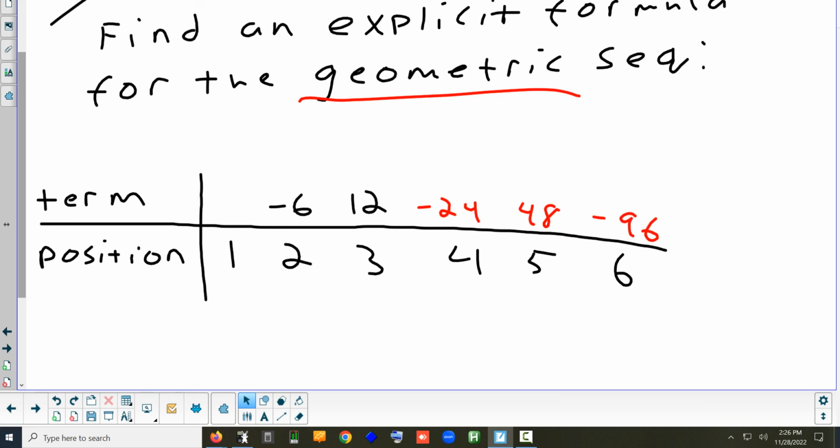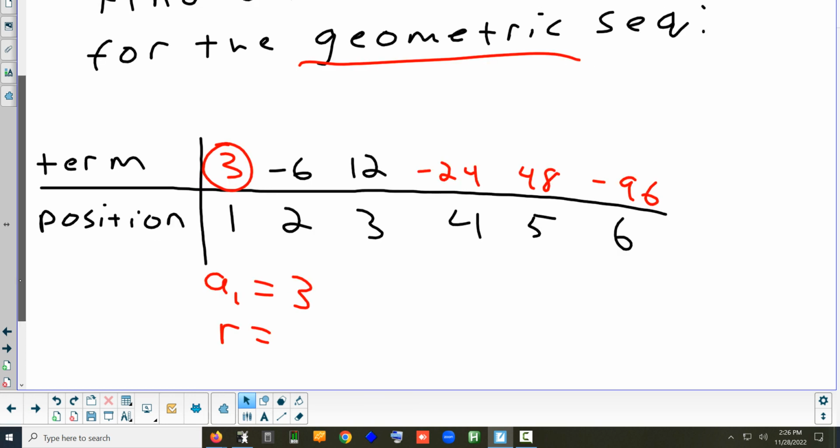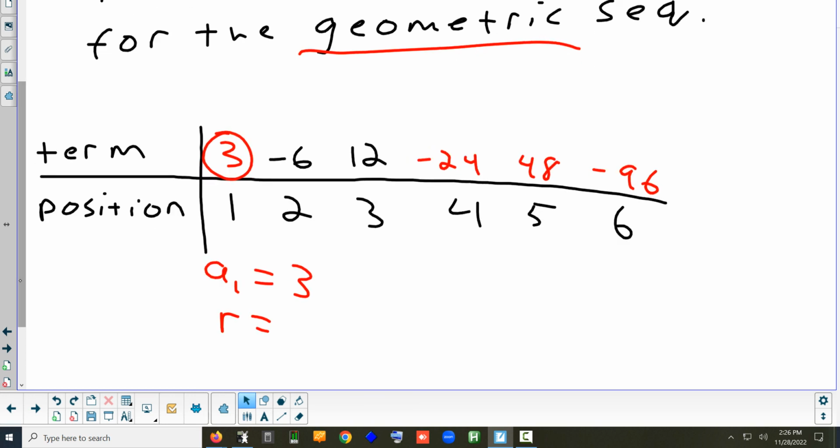Okay. Now let's work backwards to get to the first one. 3. Now, I'll give you a hint that the formula does have something to do with the first term. And it has something to do with what you multiplied by each time. What did we multiply by each time? -2. The formula has something to do with those numbers. But it's not as easy as like triple it and then -2 or something like that.